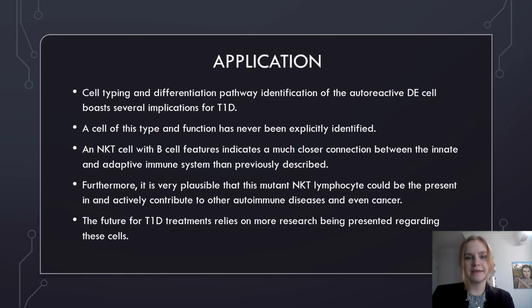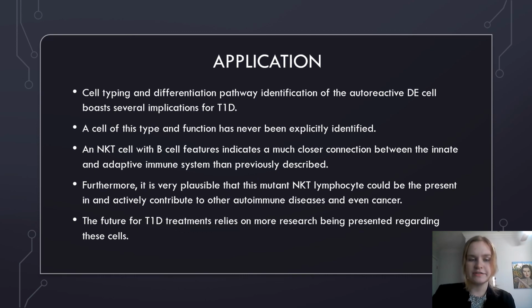So what does this mean for autoimmunity and type 1 diabetes? Well, a cell of this type and function has never been explicitly identified, and if the cell function model that I have proposed and the conclusions I've gathered are correct about this cell, then that means that this cell is a prime candidate for being the number one driving factor of type 1 diabetes.